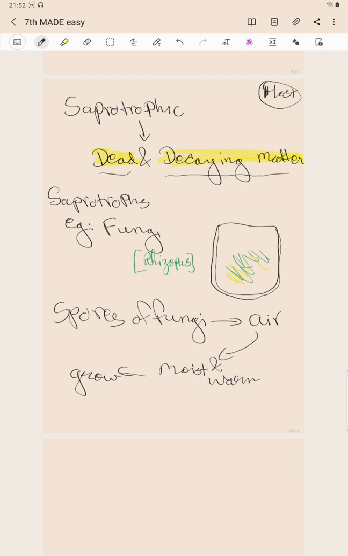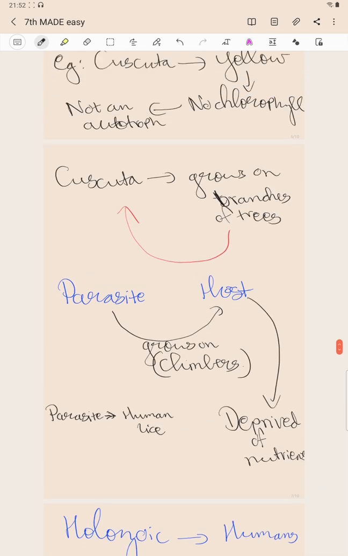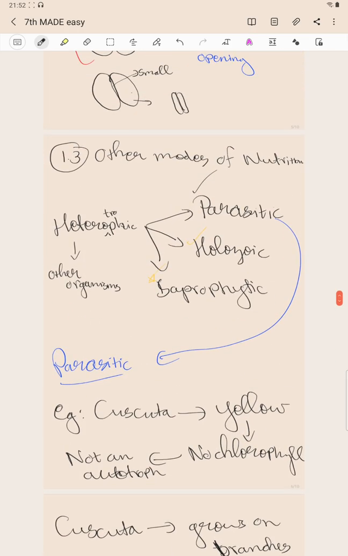So what we saw right now is 3 modes of nutrition other than autotrophic nutrition for plants. Without preparing their own food, they obtain food from other organisms by the parasitic mode of nutrition, the holozoic mode of nutrition, and the saprotrophic mode of nutrition.